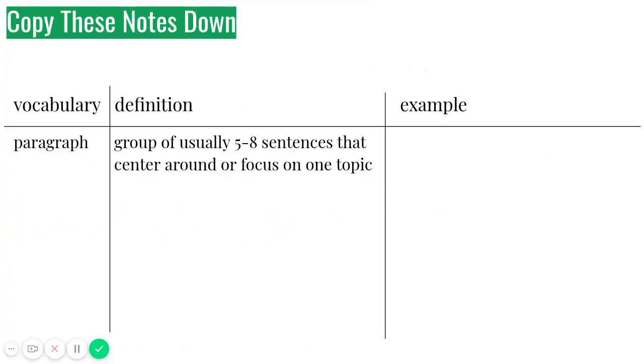Awesome. Our first vocabulary word to copy down: paragraph. It's a group of usually 5 to 8 sentences that center around or focus on one topic. Pause the video, copy it down. A paragraph is a group of usually 5 to 8 sentences that center around or focus on one topic. No example to write down. Pause the video, copy it down.